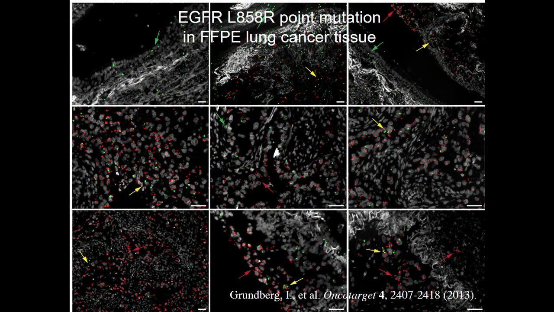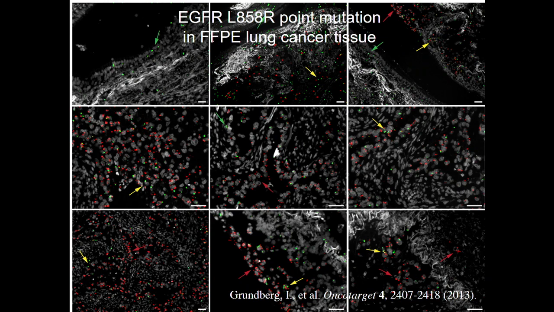So there are a number of things one could use this for, obviously. I'm here illustrating detection of an oncogenic point mutation in formalin-fixed paraffin-embedded lung cancer tissue. Nine fields of view of a tissue. You can see, well, up here is an image of normal lung. We're targeting the EGFR transcript and this particular point mutation. We're detecting the wild-type transcript with green fluorescence and the mutant transcript with red fluorescence.